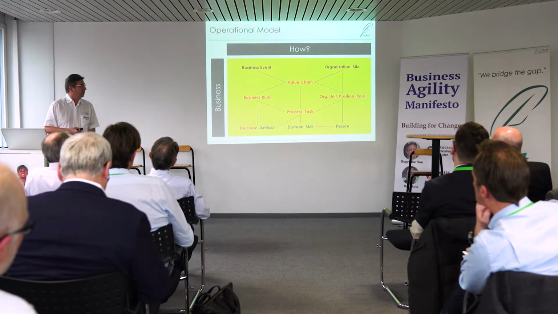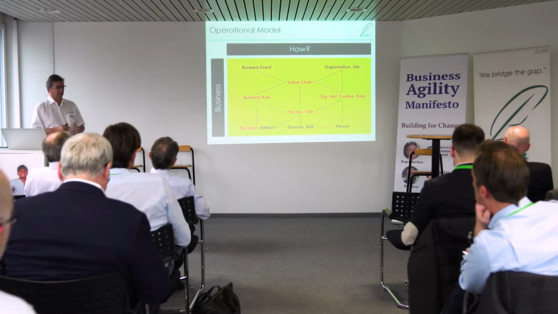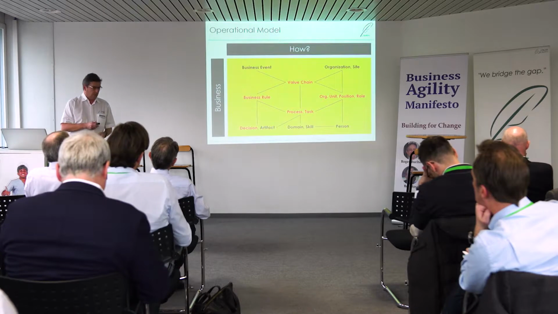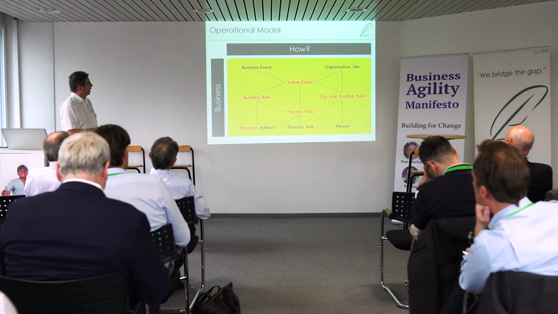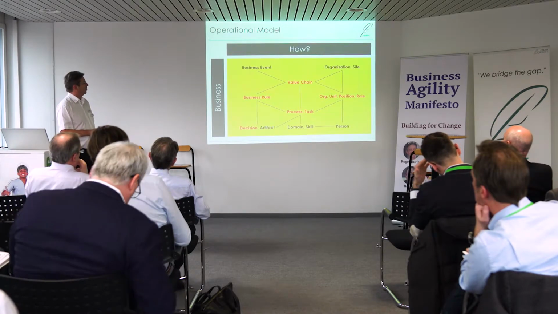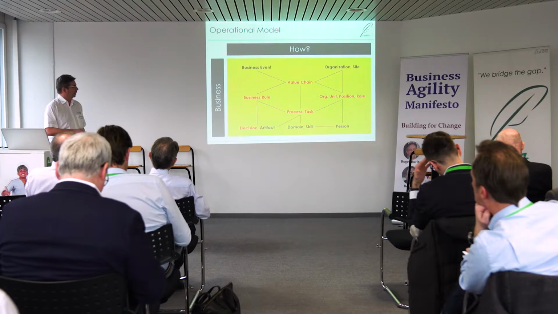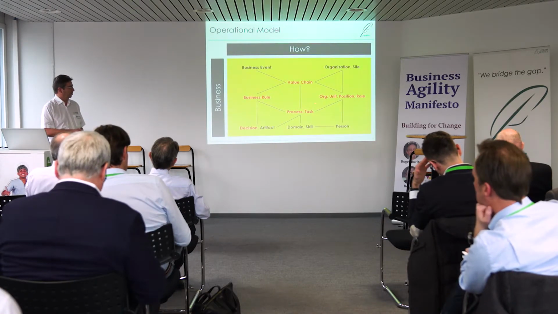If we move to the right, how a business is operated, you see things like value chains that should be considered. You see things like rules that should be followed. Or you see things like processes, and you see organization structural elements.